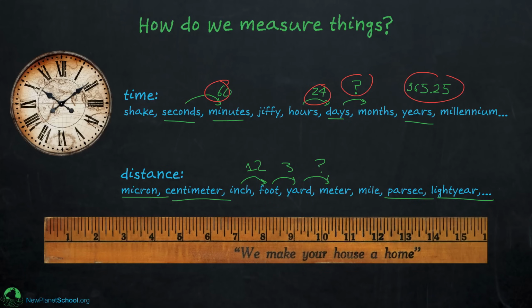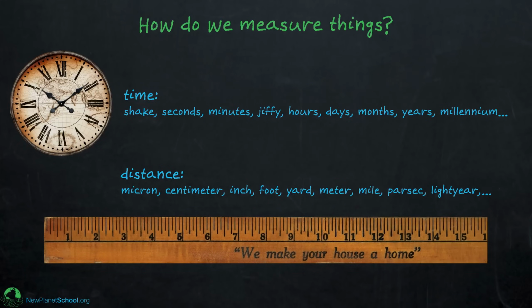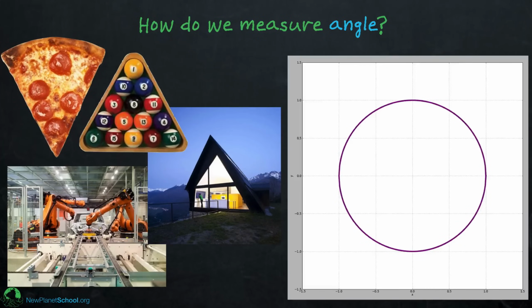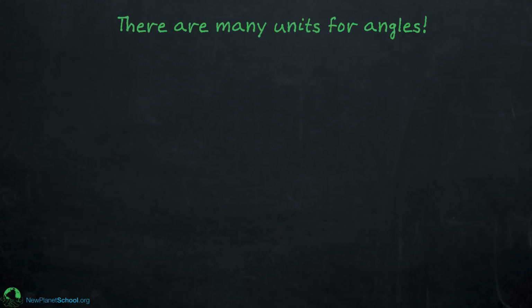So let's see how those ideas that you already know go over to measuring angle. Because when you're doing trigonometry or some practical thing like architecture or robotics or anything, you've got to be able to specify and use angles. You have to have a way of measuring it. So how do you measure angle? Well, there are many units, just like there were for time and for distance. There are many units for measuring angle.